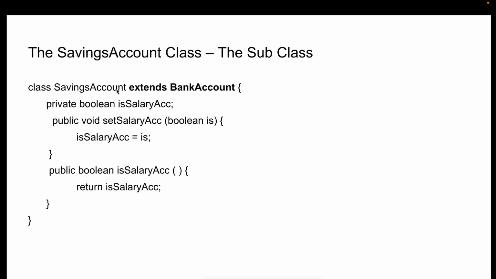So this SavingsAccount class is extending the BankAccount class. That means BankAccount is the parent class, SavingsAccount is a child class, and it has its own member variable as well. One question: I have one member variable here, isSalaryAccount, in the child class. Will this data member variable be available to the BankAccount class, that is the parent class?